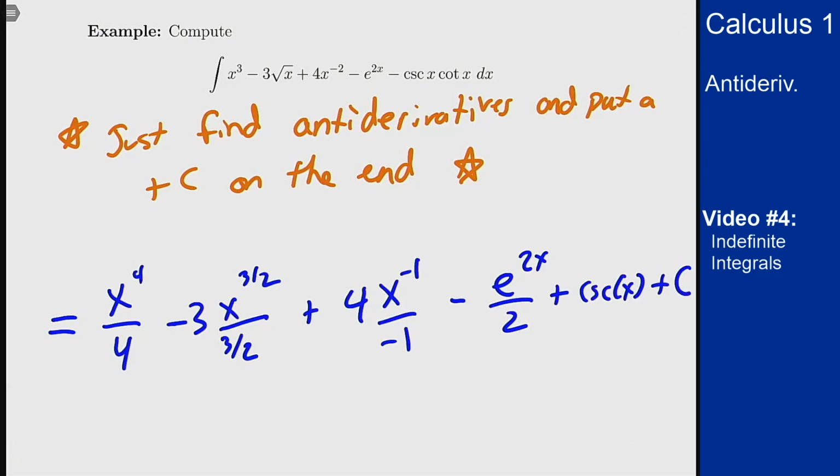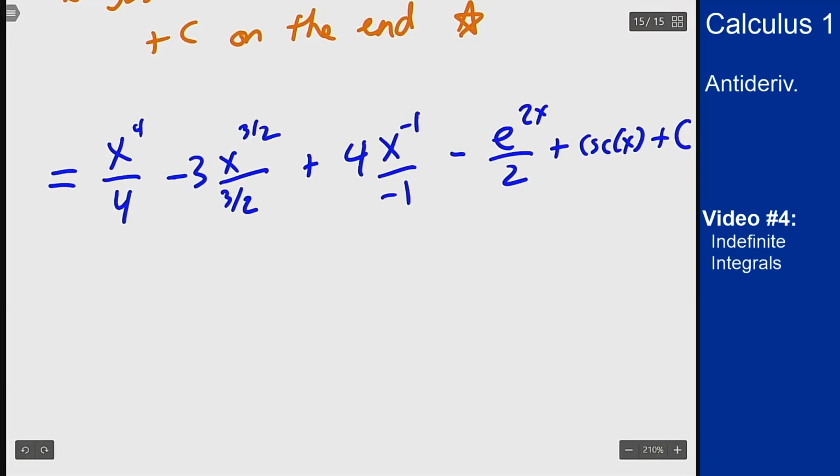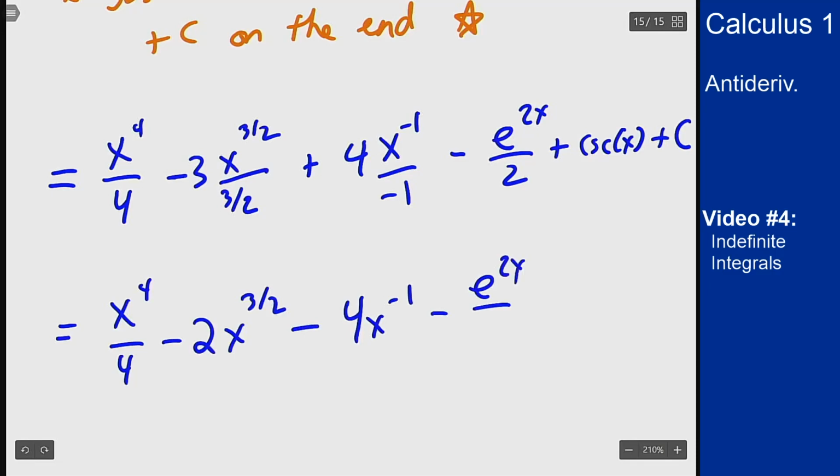And now I can simplify the expression if I want to, which gives me x to the fourth over 4 minus 2x to the 3 halves minus 4x to the minus 1 minus e to the 2x over 2 plus cosecant of x plus c.